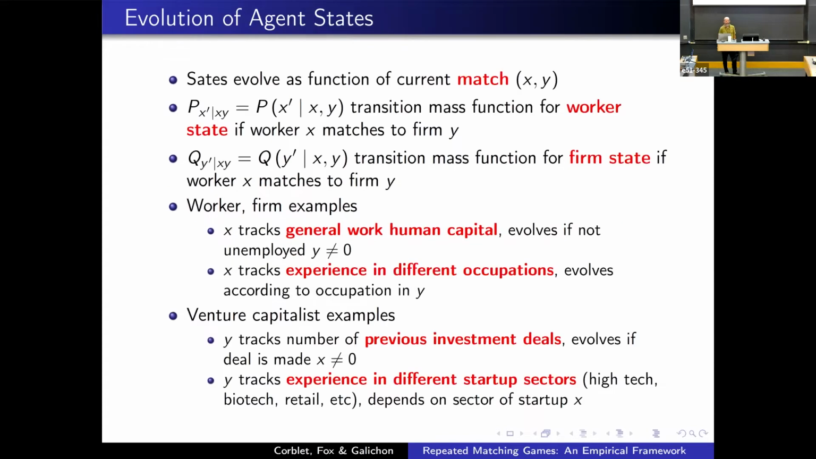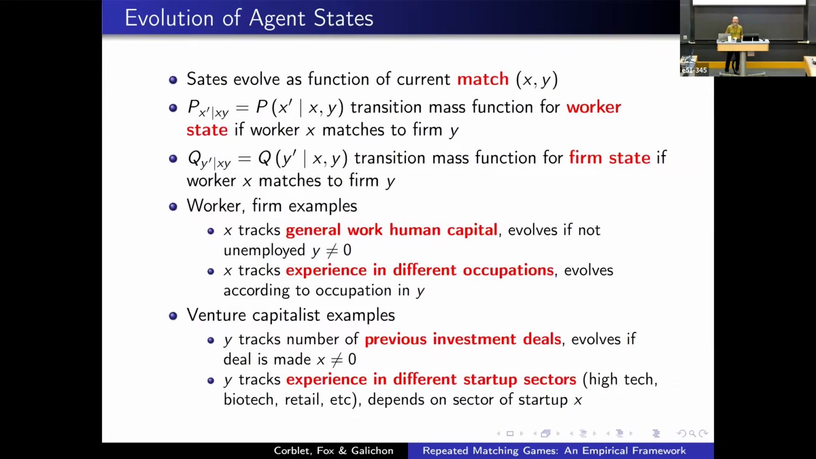So, the evolution of agent states. Agents have a match. That match is x, y, a match between worker X and firm Y. And this is similar to dynamic discrete choice models. We'll have a transition matrix for both sides of the market. So capital P will be the transition for the worker of type X matched with a firm of type Y, and P of X prime conditional on X, Y will be the probability that I'm in state X prime next period, given that I'm worker X today and I match with a firm of type Y this period. Symmetrically, Q is the transition rule for the firm.